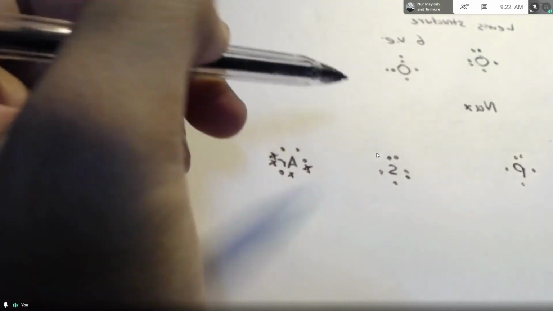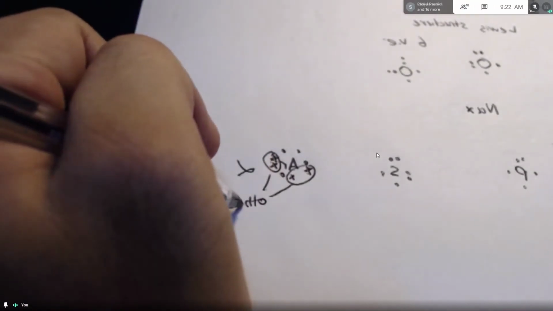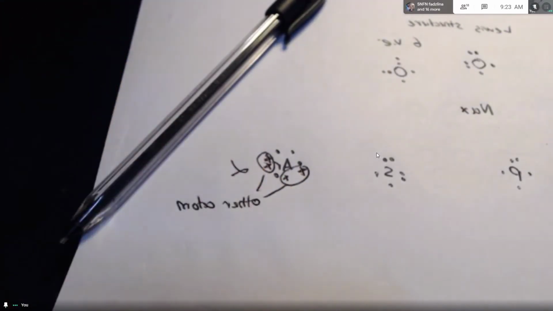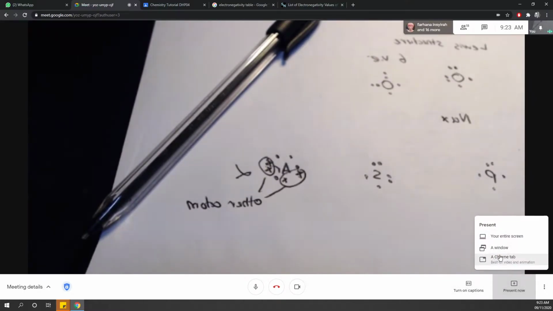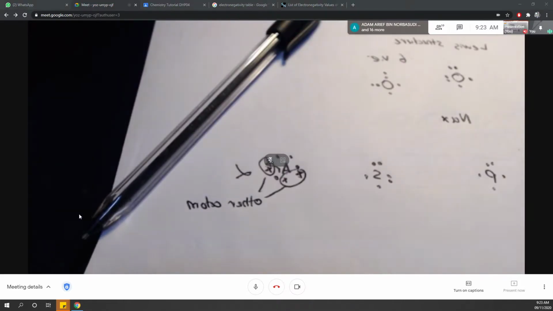Make sure semua is the same. Kalau you guna dot, semua dot. Kalau you guna crosses, semua crosses. Kalau awak campur-campur, ini bermaksud, for example, this 4 came from other atom, other atom yang bagi valence electron kat dia, which is dah salah. Okay, boleh? So, I'll present my slide balik.